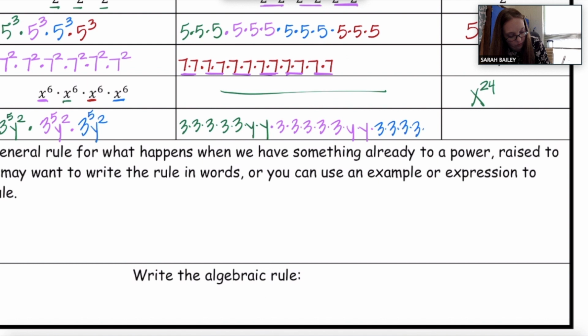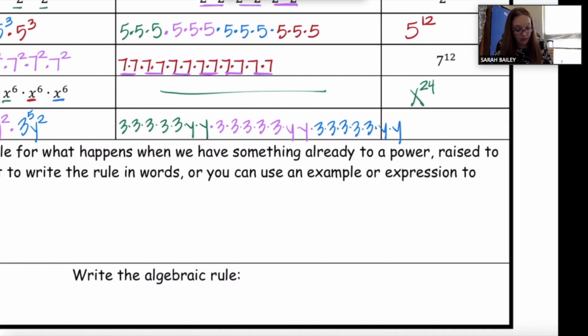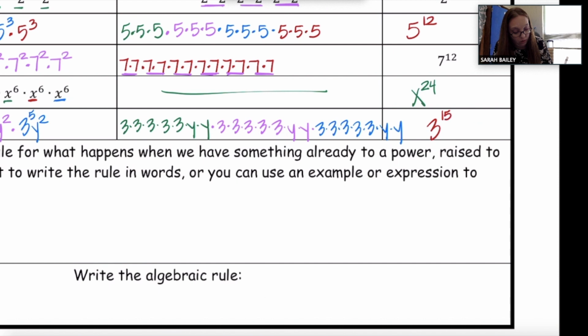3, 4, 5 times y. So what's going on here? How many 3's do I have? I have 3 groups, each with 5 in there. So that's 15 3's, or 3 to the 15th.